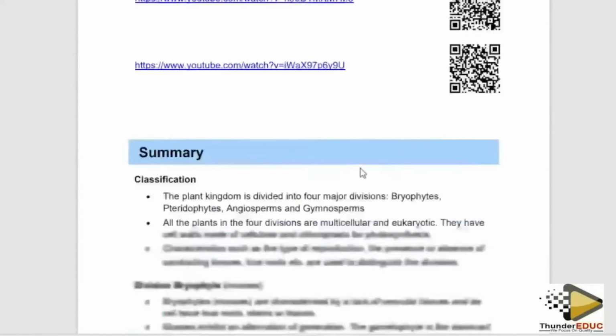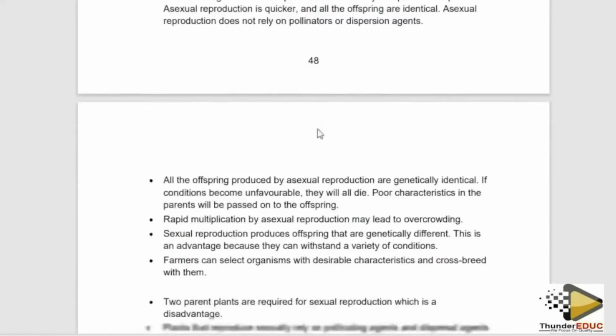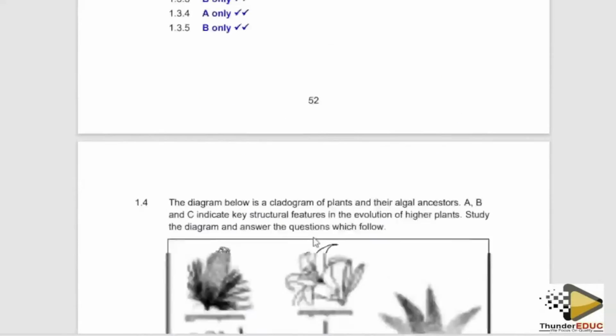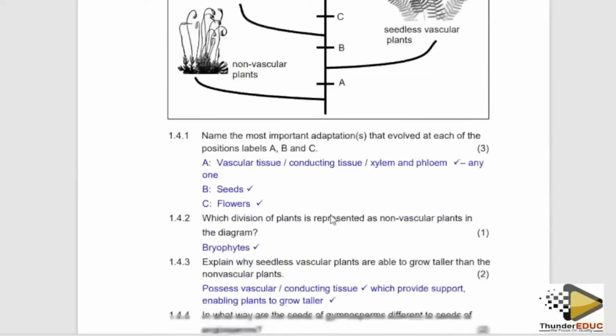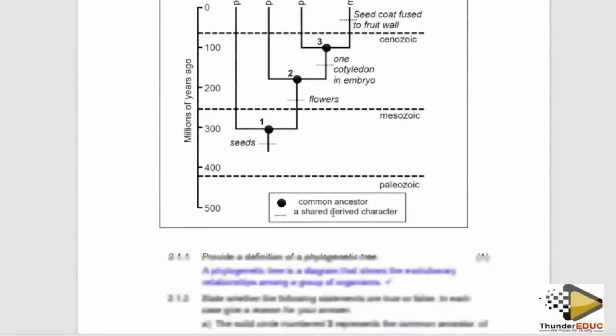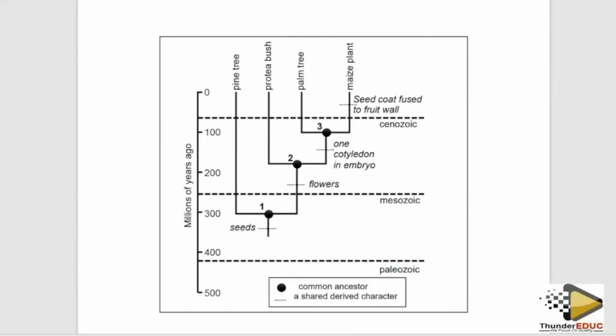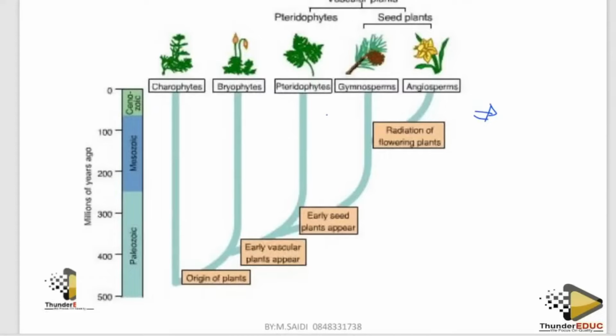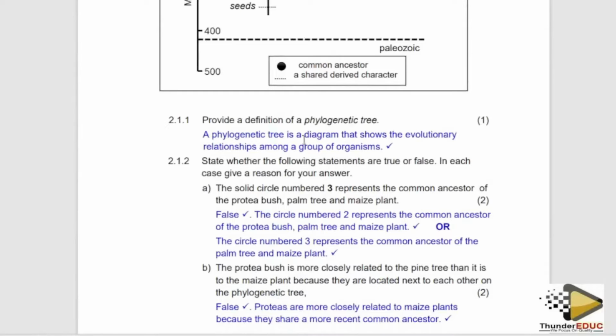Let me show you some questions which we can ask you. Some question like this. Provide a definition of a phylogenetic tree. A phylogenetic tree is a diagram that shows evolutionary relationships among organisms, among a group of organisms, or among organisms of the same kind. Then here we are told to state whether the following statement is true or false.